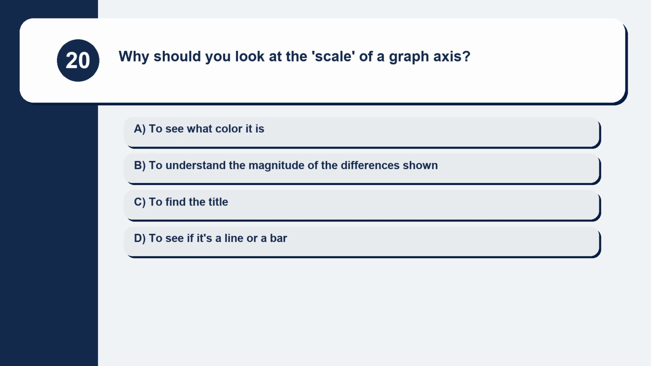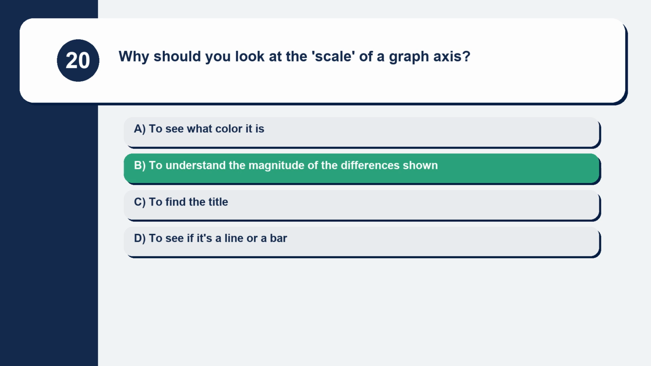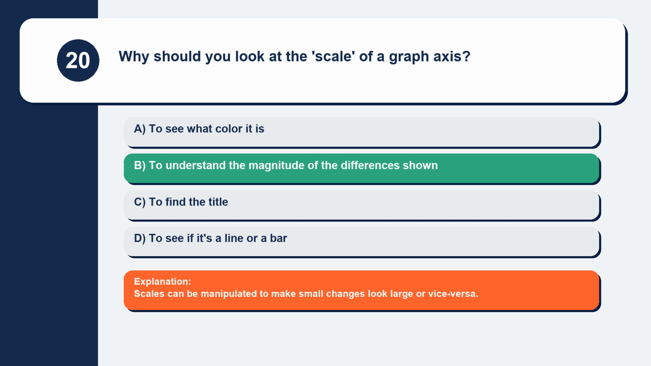Question 20. Why should you look at the scale of a graph axis? To see what color it is. To understand the magnitude of the differences shown. To find the title. To see if it's a line or a bar. Scales can be manipulated to make small changes look large or vice versa.